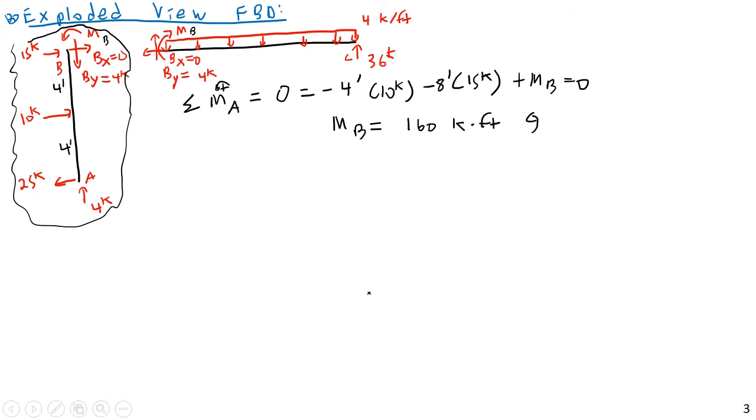Okay, so the next thing I'm going to do is find the shear and moment diagrams. And this one is actually fairly straightforward. So let me show you what the shear, moment, and axial diagrams would look like. Well, the only thing that will have an axial diagram is the column, not the beam.